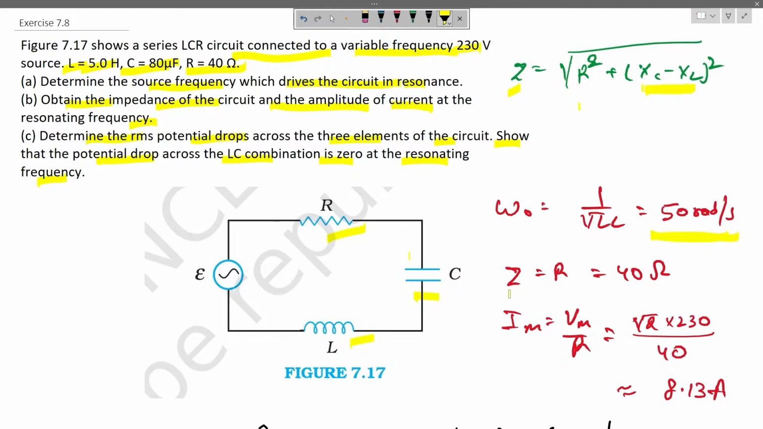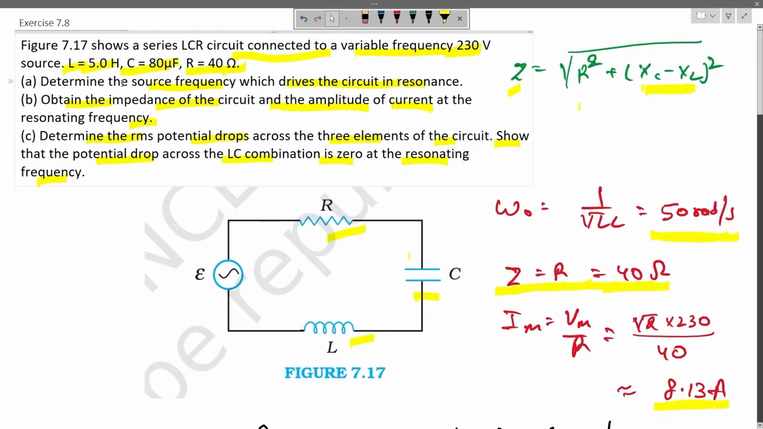And as discussed earlier, at resonance, impedance is equal to resistance, and that will be 40 ohm, because the resistance of the resistor is given as 40 ohm. So Z will be equal to 40, and the peak current is given by peak voltage divided by R. Now, unless specified, the given potential difference is always the RMS, so for calculating the peak voltage, we multiply by root 2. So root 2 multiplied by 230 is Vm, the peak voltage, divided by the resistance 40, which gives 8.13 ampere. That is Im, the peak current. So we have solved questions A and B.